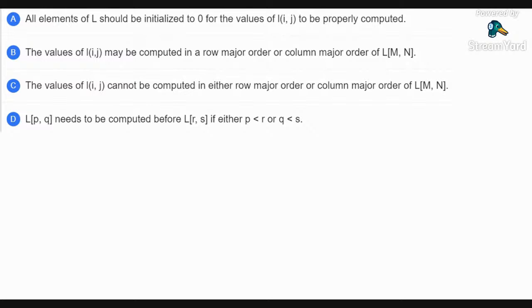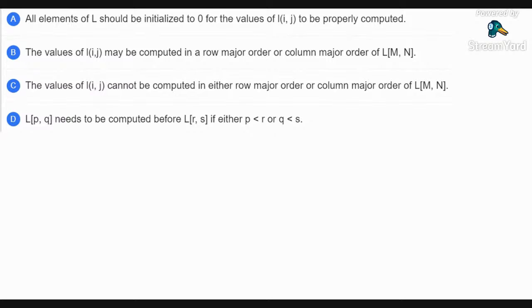Then option D: L(P,Q) needs to be computed before L(R,S) if either P is less than R or Q is less than S. So we are talking about the computation of L(P,Q) before L(R,S). Why is it not true? Because there is a logical OR between these conditions. P should be less than R and Q should be less than S, and then only is it possible that L(P,Q) should be computed before L(R,S).